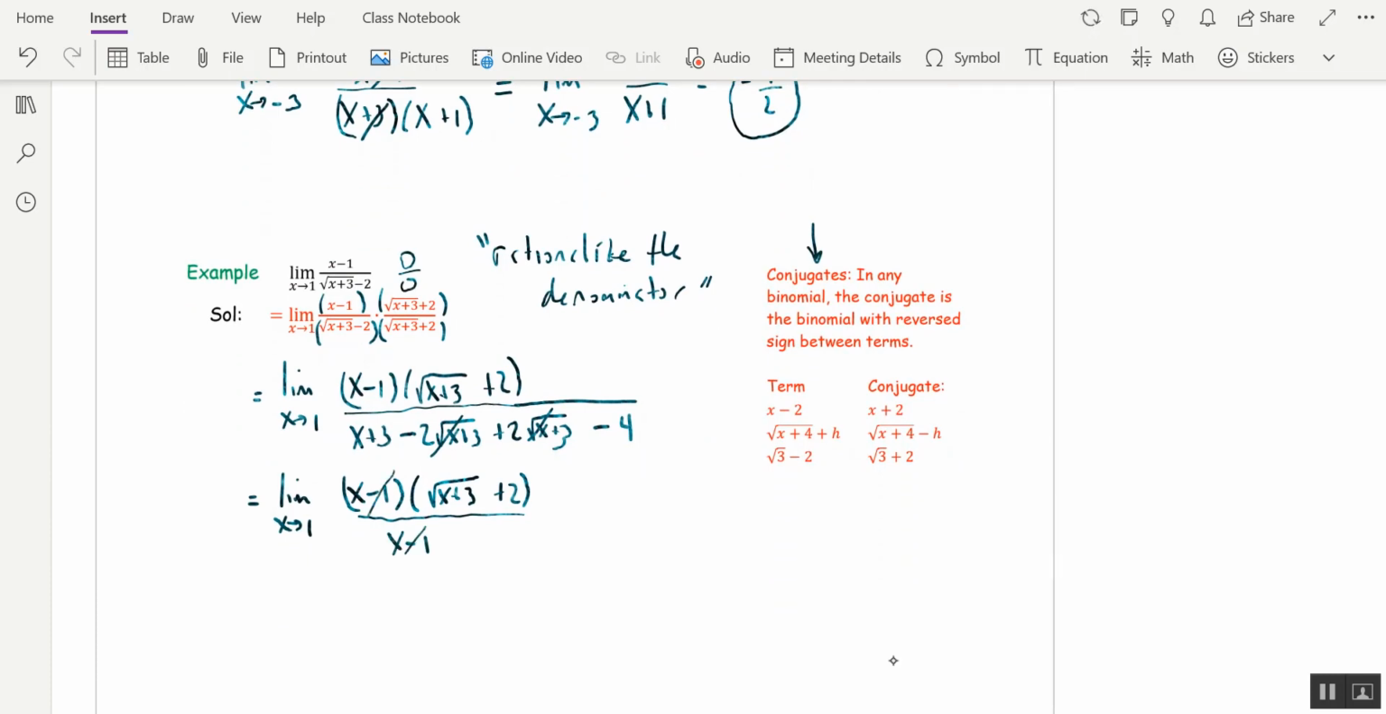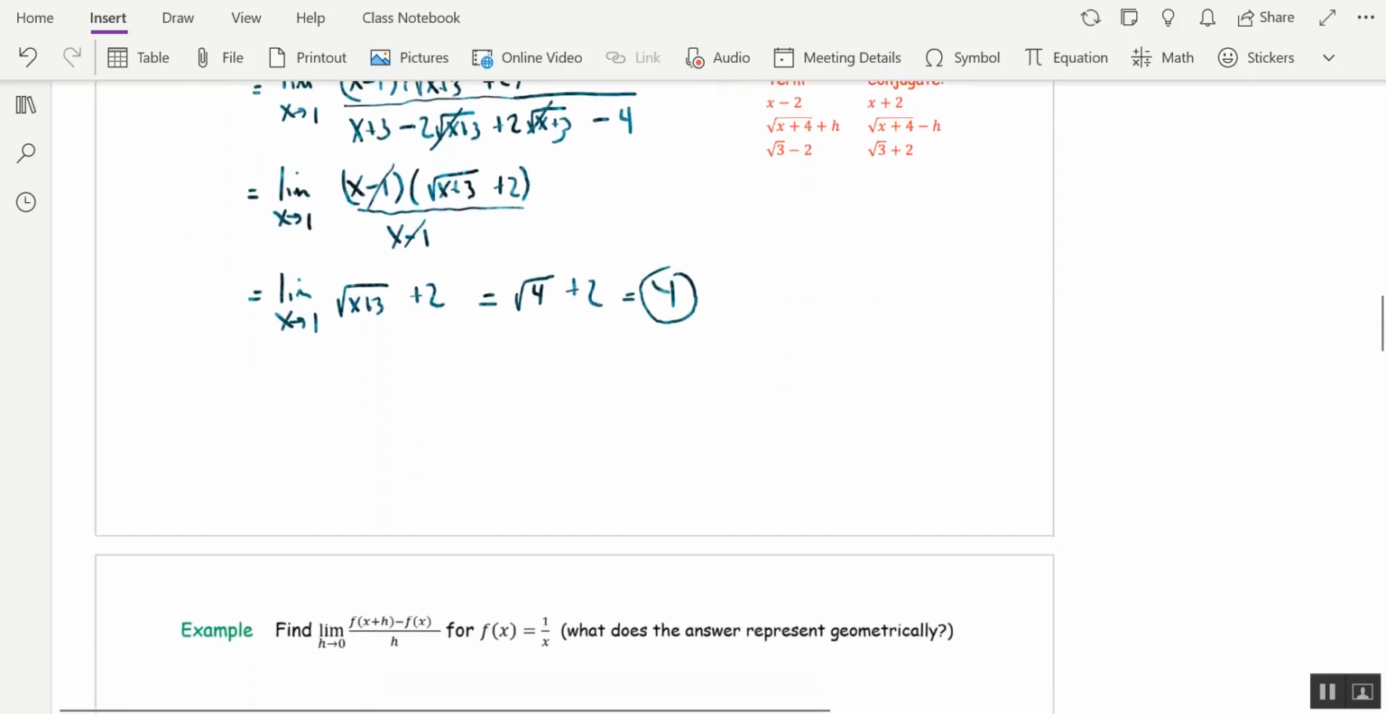Okay, now I can cancel those x minus 1s. I'm no longer dividing by 0. I get root x plus 3 plus 2. Now I can take the limit, drop the limit sign, square root of 4 plus 2 is 4. All right, and now we'll do one where we get a complex fraction.